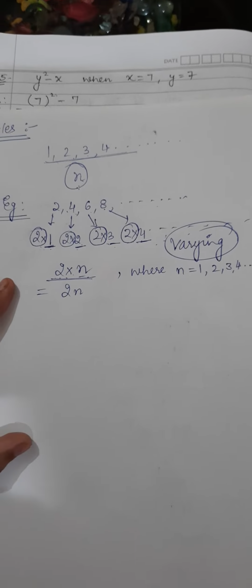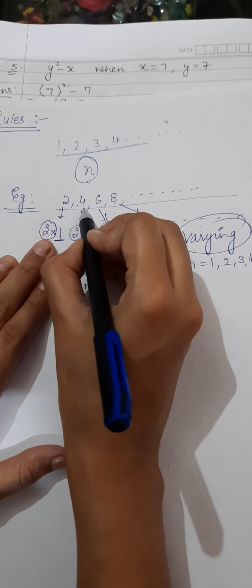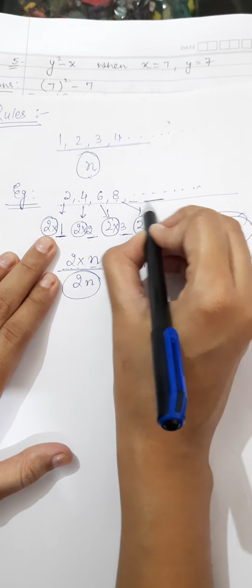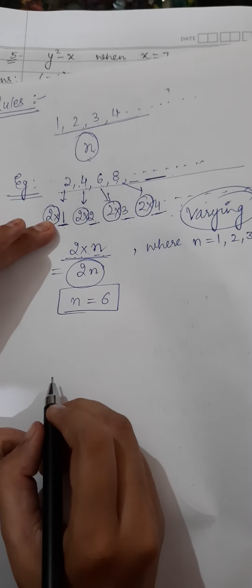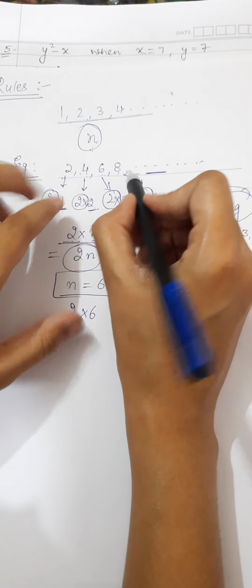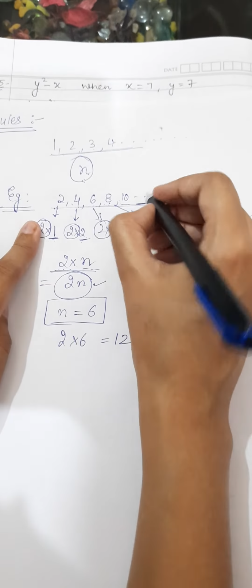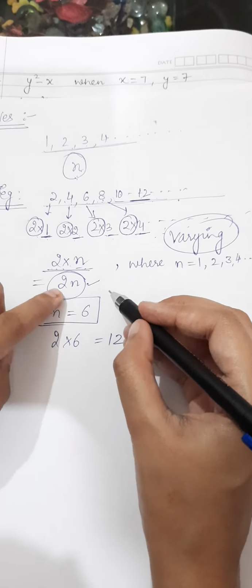Now if I ask you from this pattern what will be the sixth number? This is first, second, third, fourth, fifth and sixth. For the sixth number I place the value of n as 6. 2 into 6 is 12. You can see clearly here that after 8 comes 10, and after 10 comes 12. So like this.